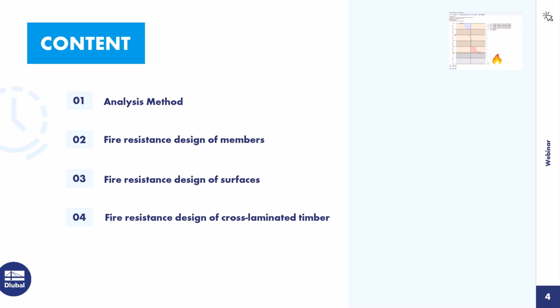We will switch to the program and I will show you the settings directly in the program. But the main focus today is the theory, so that you will understand what is the background of the Eurocode, how everything works with the charring and with the design afterwards. So we start with theory, then we switch over into the program, we check a few members, we check the design of surfaces, and at the end we will design cross-laminated timber for fire design.